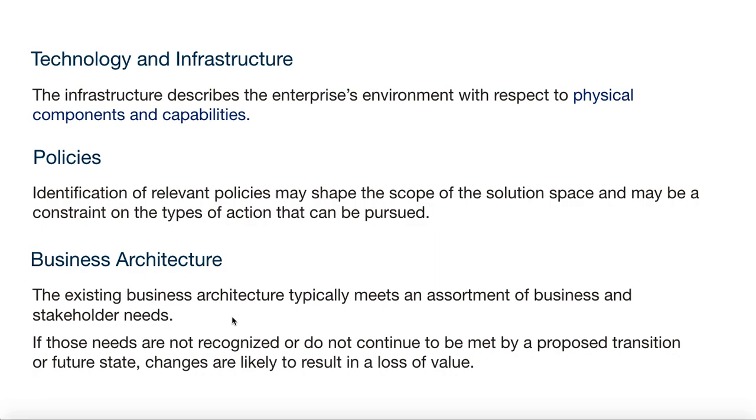Okay, so you need to check and see if whatever changes you're making, those needs are not recognized or do not continue to be met by a proposed transition or future state. Let's say you want to make a change. You need to check whether that future change is in alignment with the business architecture. If it's not going to be in alignment, then we know those changes are likely to result in a loss of value. Either you put in so much time, effort, cost, and resources, and if it's not going to be aligned, it's a waste. So that's why there is a loss of value.